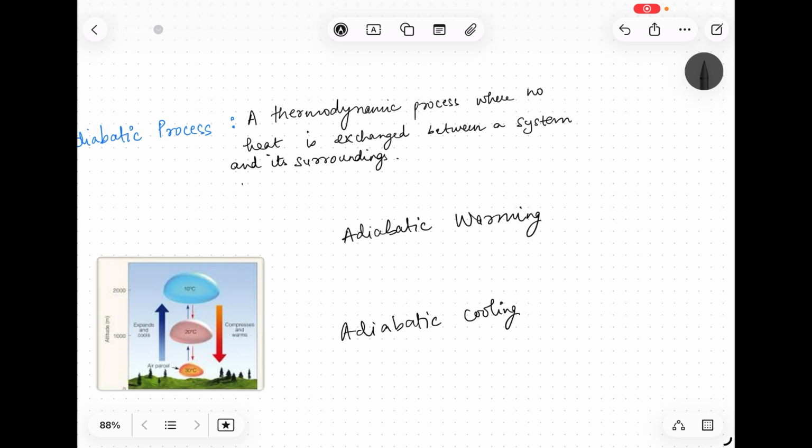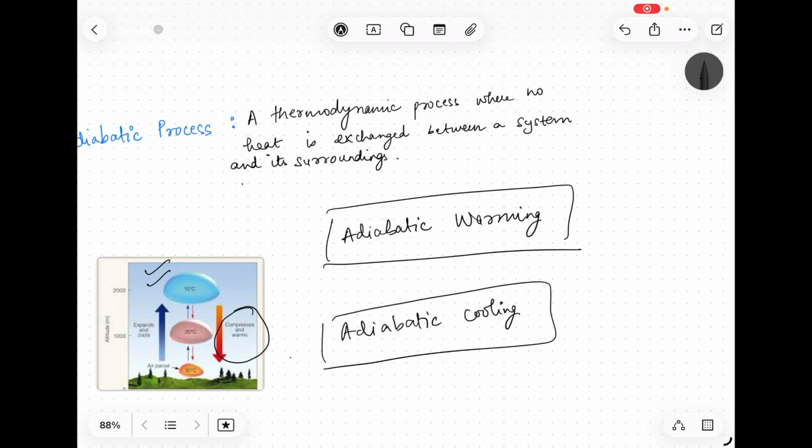So we know that air, when it rises, like you see here, it expands and it cools. We've already done this in the previous chapters. And when it comes down, it compresses and it becomes warm. So when it's going up, it's expanding and getting colder, and when it's coming down, it's compressing and getting warmer. So this is adiabatic warming and adiabatic cooling. This is what I just explained to you.